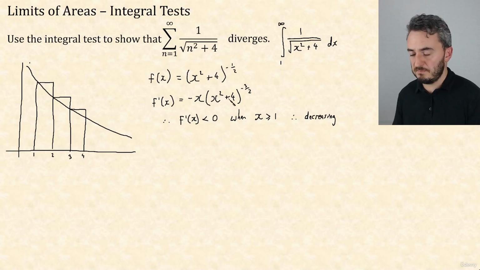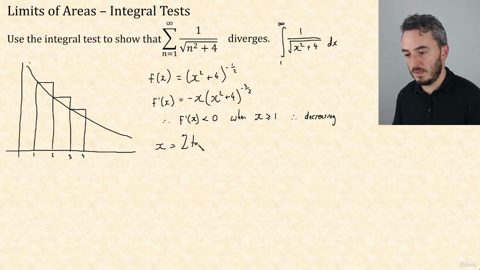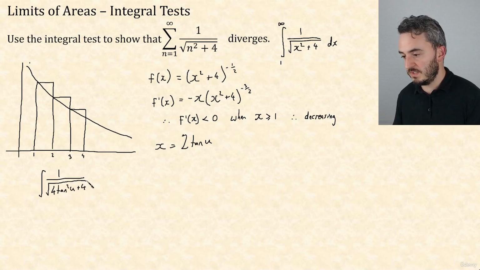So this is annoying, but it wouldn't be so annoying if something squared plus 4 was easy to square root, and it would be if x were 2 tan u, because look what that transforms this integral into. It becomes 1 over the square root of 4 tan squared u plus 4, which is going to simplify nicely. But of course, I need my dx.